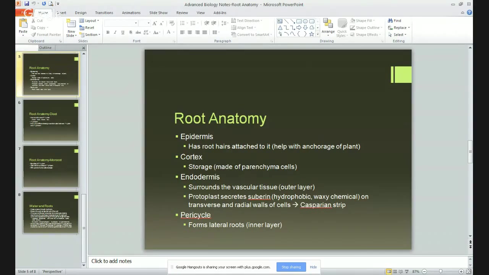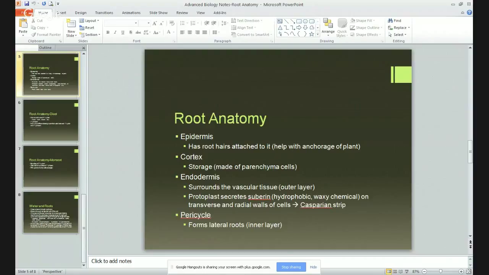Alright, sorry about that. So, we've got part two now of your root anatomy. I was talking about the different sides of your endodermal cells. We're talking about the Casparian strip that was on those transverse and radial walls, or the top and bottom sides of your walls, and then the right and left sides of your walls. Remember, the front and back are called tangential walls.